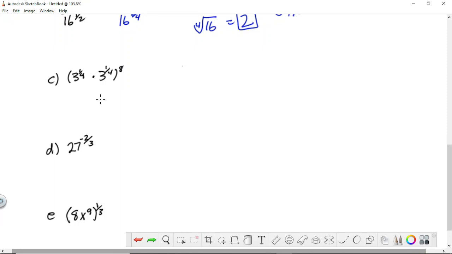They have the same denominator this time, right? 1/4 each of them, but 1/4 plus 1/4 is a half. So that becomes our denominator there. We are raising that to the 8th power. So we take 1/2 times 8 gives us 4. We have 3 to the 4th power. We calculate that, we get 81.